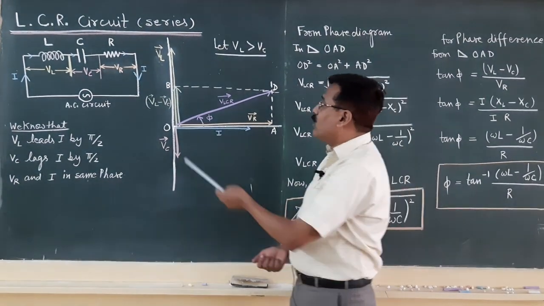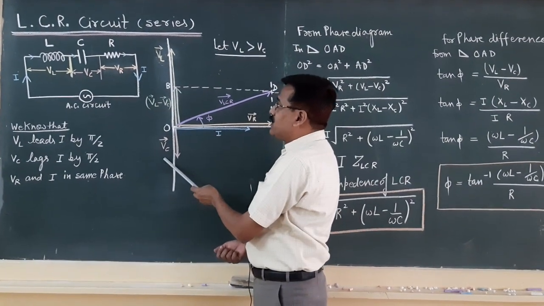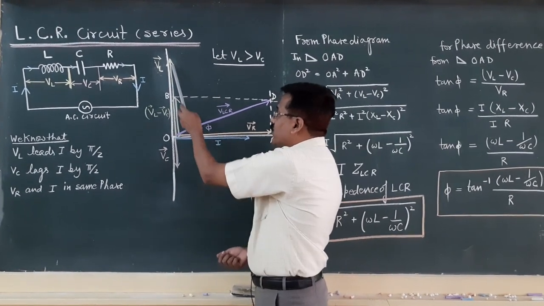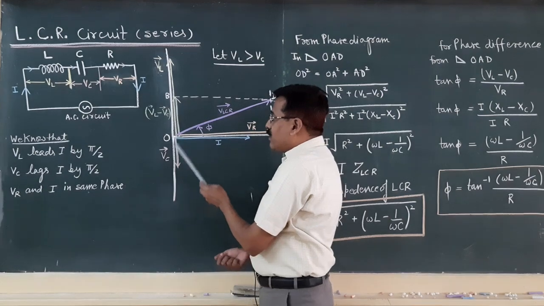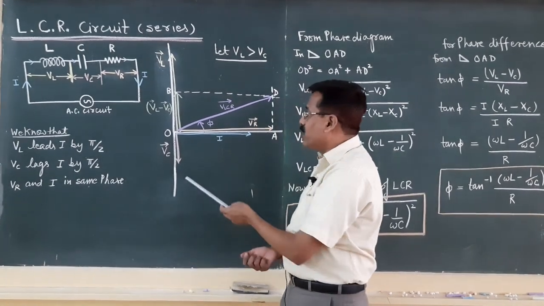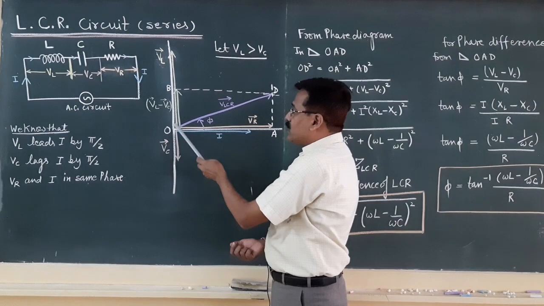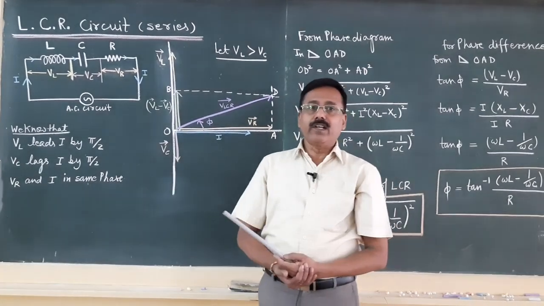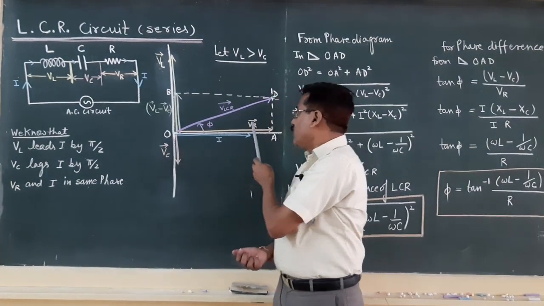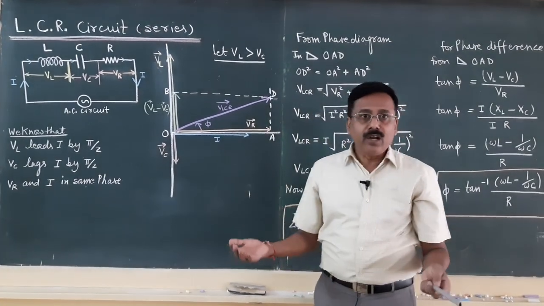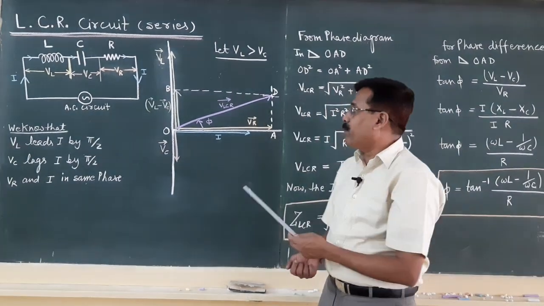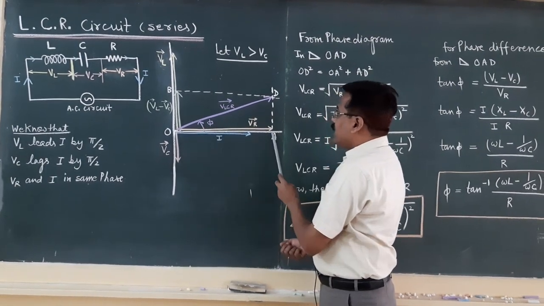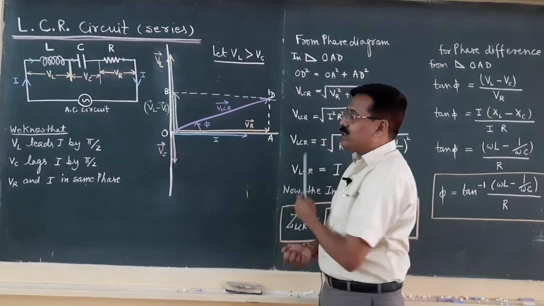So, first we will find the resultant of VL and VC, because we have assumed VL is greater than VC, that is why this vector is lengthwise more than vector VC. So, the difference of these two, VL minus VC, is the resultant of VL and VC. Now, we will find the resultant of VL minus VC with VR using the law of parallelogram. So, in the parallelogram formed, OADB, this AD represents VL minus VC.